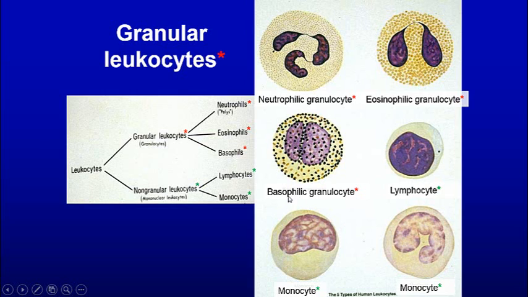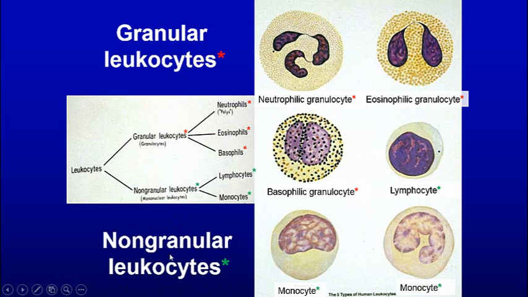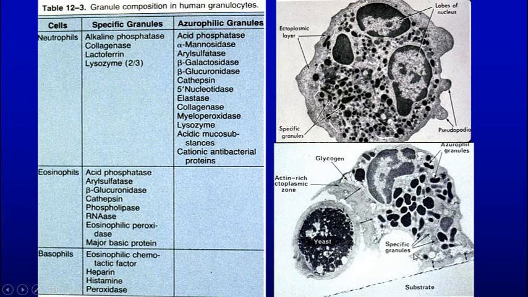Now, the granulocytes are of different types. You've got the neutrophilic granulocyte, eosinophilic granulocyte, and the basophilic granulocyte. So all these are granulocytes. They have a lobulated nucleus. There are also non-granular leukocytes, and that would be these other cells here in green, the lymphocytes and the monocytes. And the monocytes give rise to macrophages.